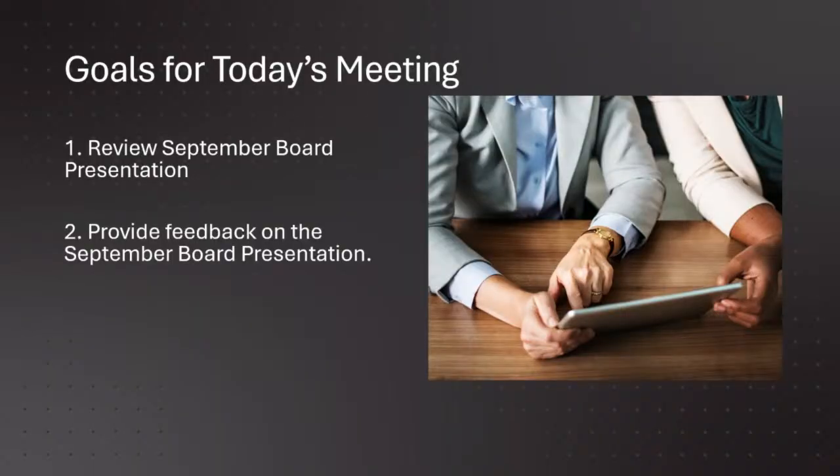So for today's meeting, our goal is really just to go over the September board presentation, elicit your feedback, and then vote to approve it with feedback, and then select the dates where we had conflicts with fall break or other holidays. So it should be a quick meeting if possible, but we'll see how it goes.